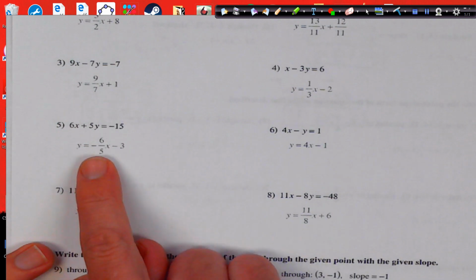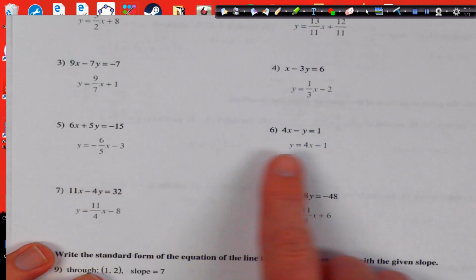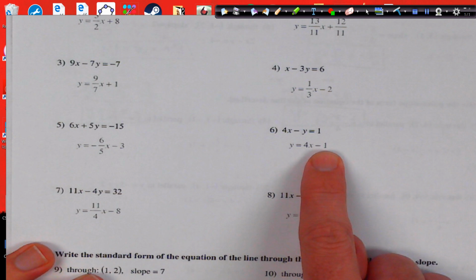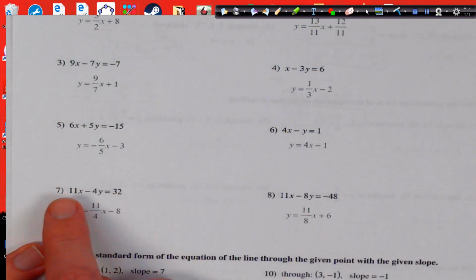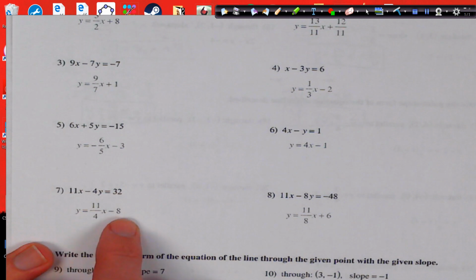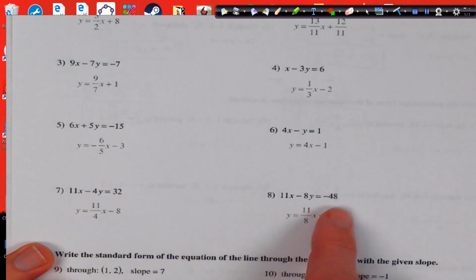So we should get negative 6 over 5, negative 3. This should just be 4x minus 1. To distribute that negative 1 through it, that's where everything switches. 11 over 4, x minus 8, and 11 over 8, x plus 6.